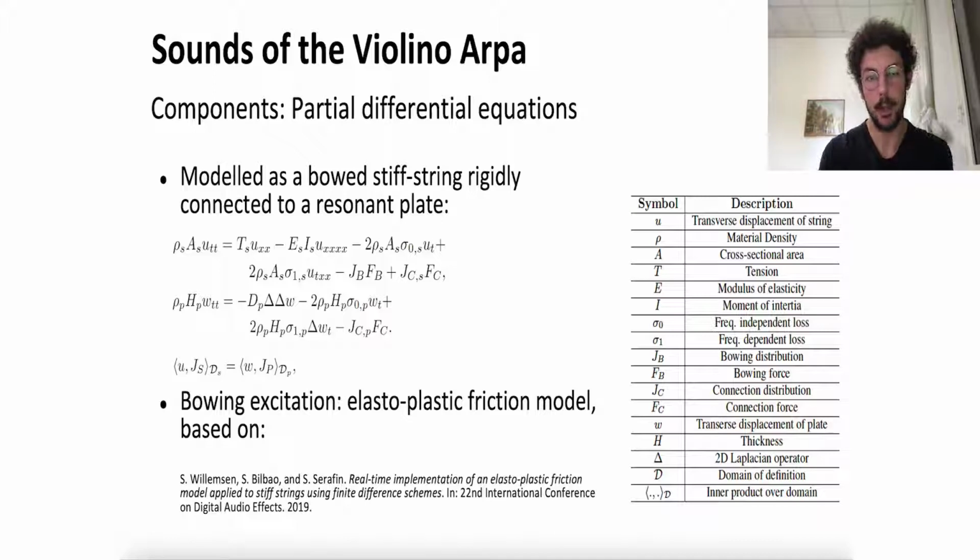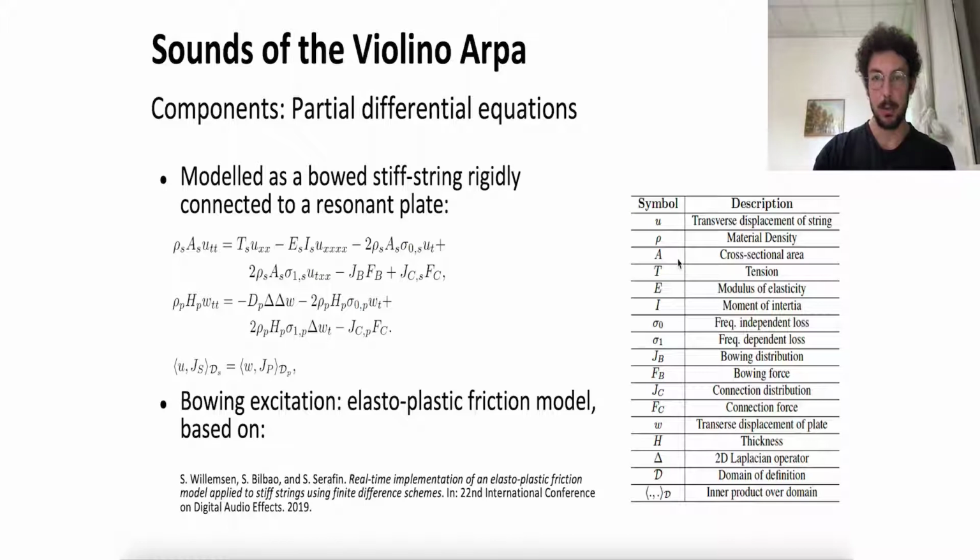The Violino ARPA was modeled as a bowed stiff string rigidly connected to a resonant plate, and the partial differential equations for these different components are given in these equations. The first is for the stiff string, the second is for the plate, and the third specifies the rigid connection condition between the two. The various parameters are described in the table to the right, with the subscript S denoting the string and the subscript P denoting the plate. Also, the subscripts T and X denote derivatives with respect to time or space in the x direction.